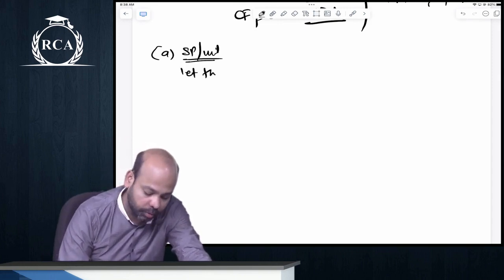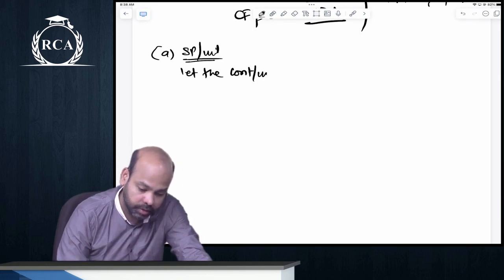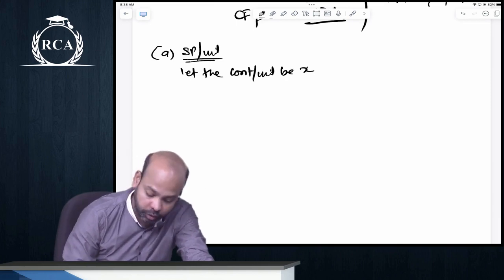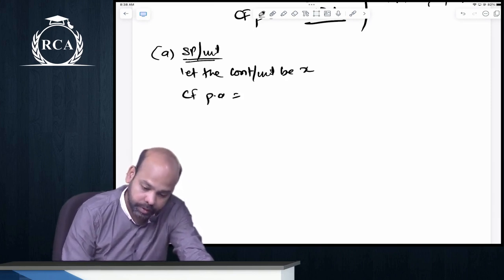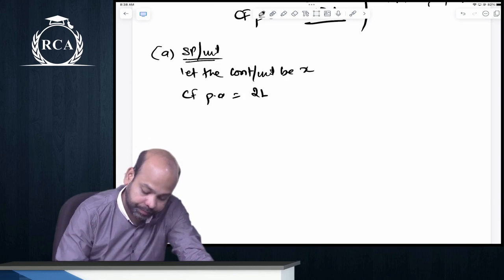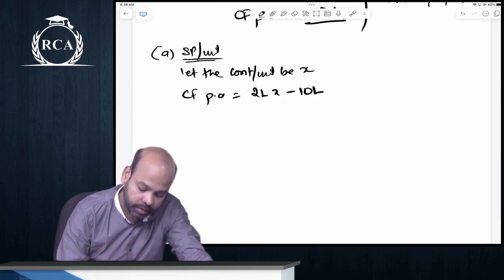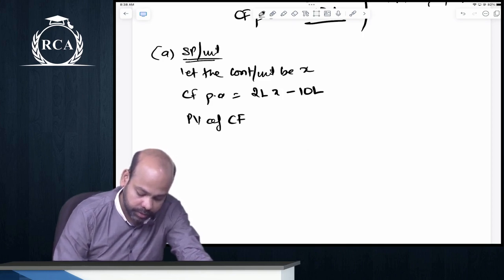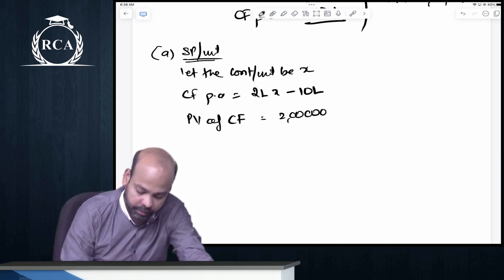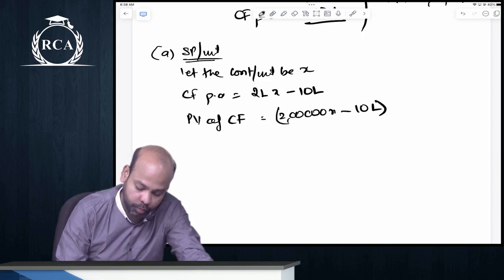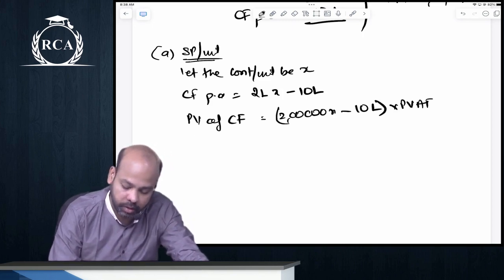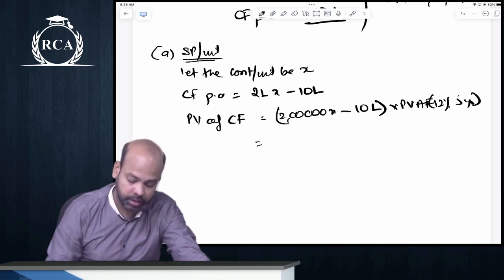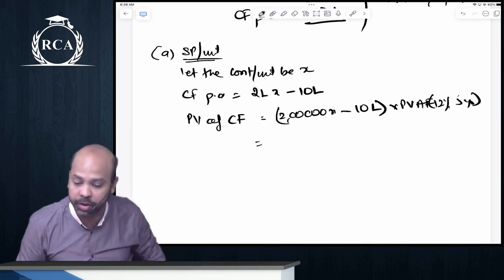I'm writing let the contribution per unit be X. If the contribution per unit is X, beta, what will be your cash flow per annum? It will be 2 lakh X minus 10 lakhs. Present value of cash inflows, beta, will be 2 lakhs X minus 10 lakhs into PVAF. At what percentage, beta? 12% for 5 years. Can someone tell me PVAF, beta? ये कोई कर सकता है? तो contribution per unit क्या, आदित्य?